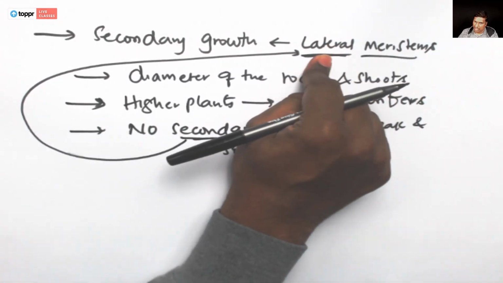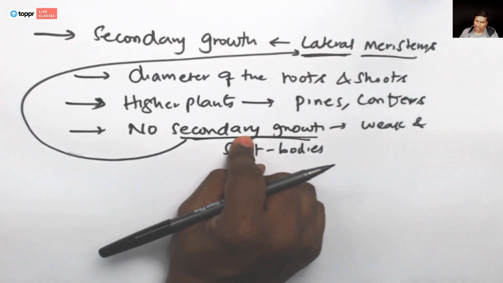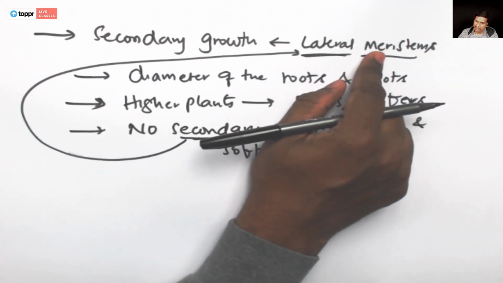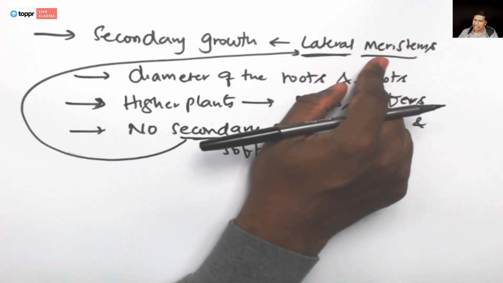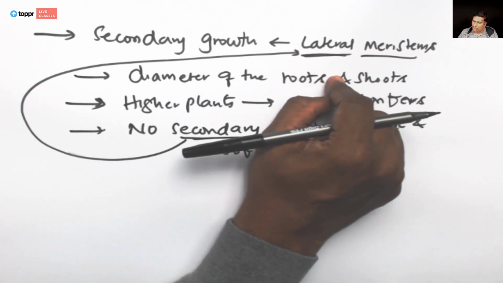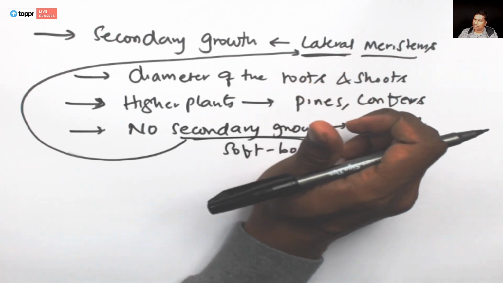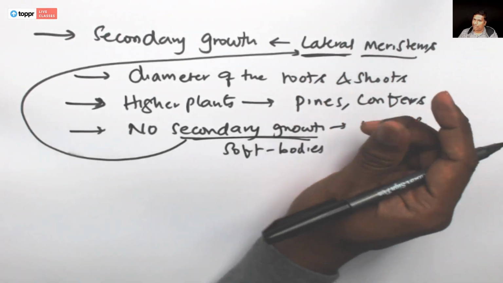But if it is not strong enough, if it doesn't have the secondary growth, that is, it doesn't have the woody structure, then we can say that it lacks the lateral meristems. And like I said in the beginning, all the monocots lack the lateral meristems. You won't find the lateral meristems. So that's the reason why your maize and all will not form the wood.